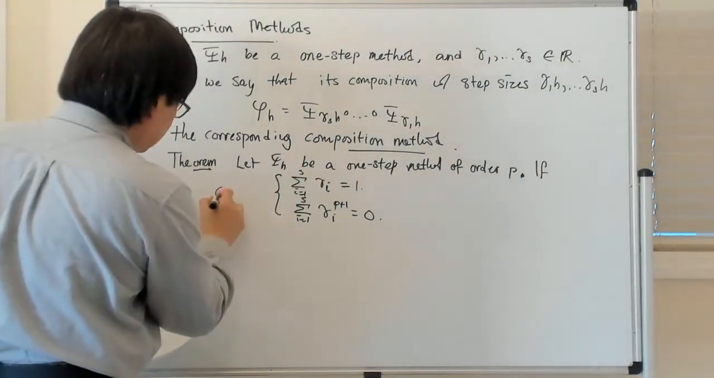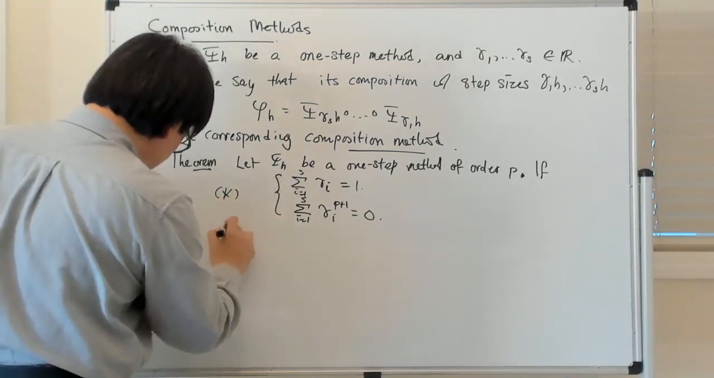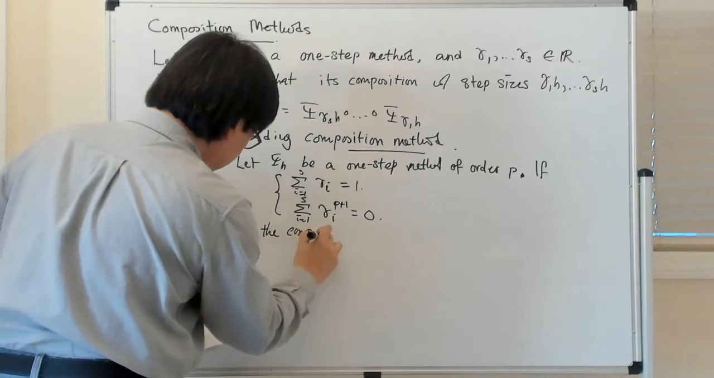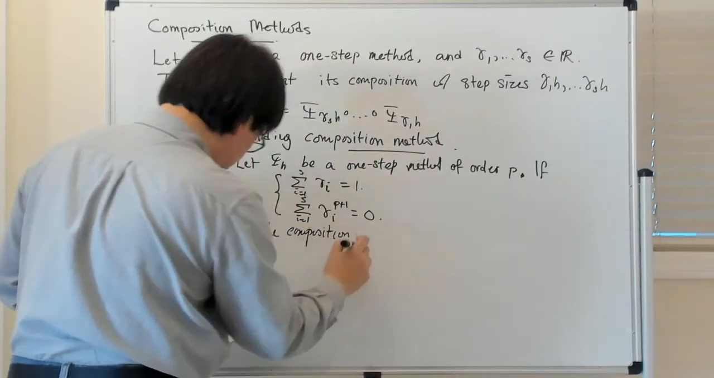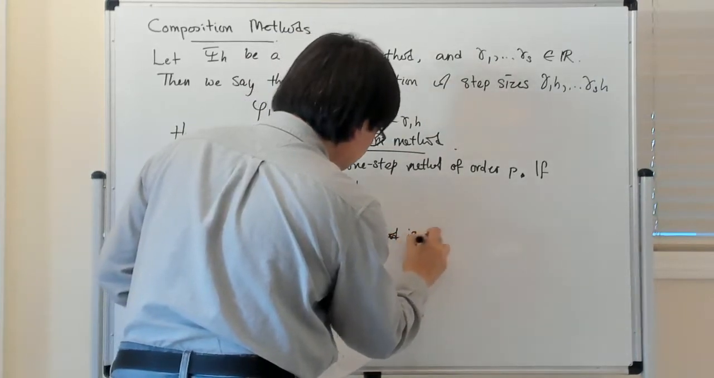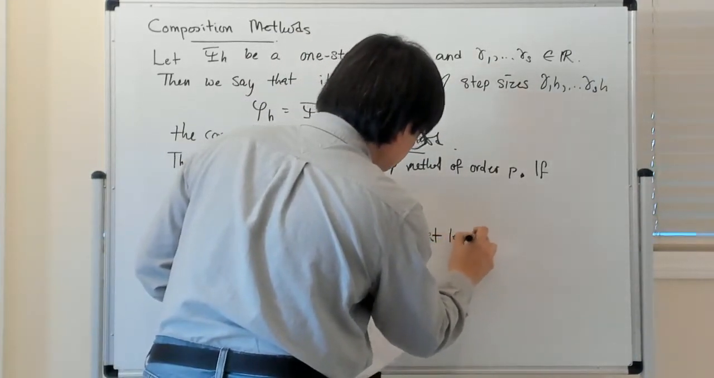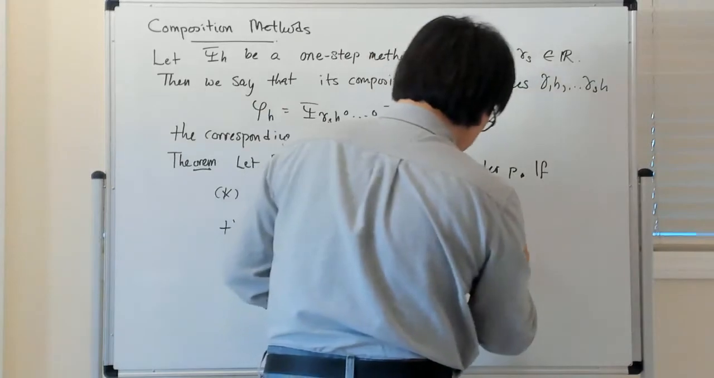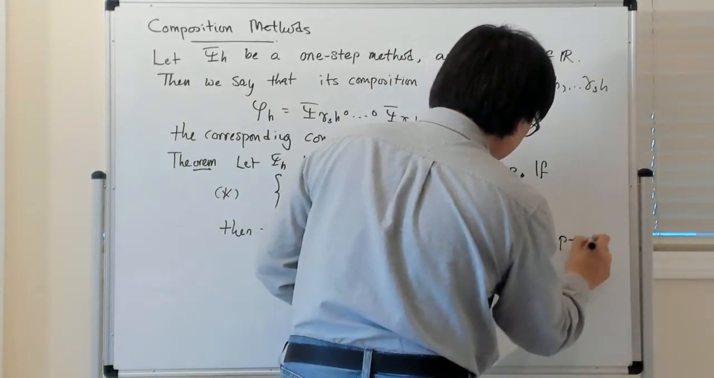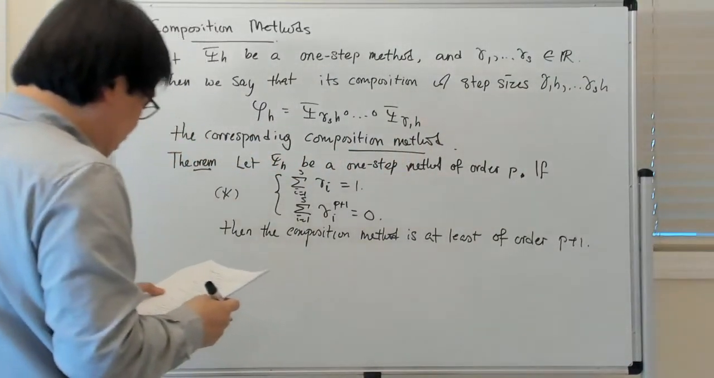Okay, so if you satisfy this condition, then the composition method is at least of order p plus 1. So that's kind of nice.